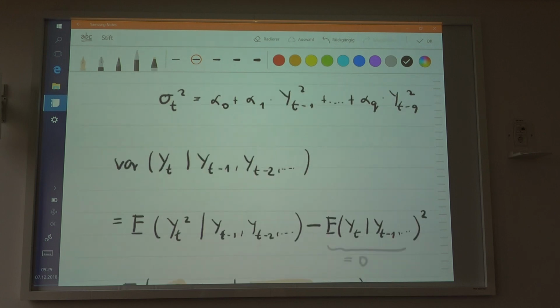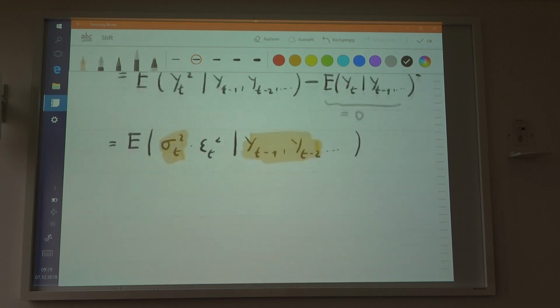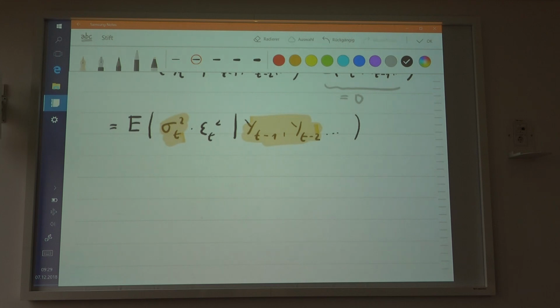So as soon as the path of the process is given, sigma squared is also given, which means that this is a constant. The expectation of a constant times a random variable is equal to the constant times the expectation of the random variable. Here you have a linear transformation of the random variable, and the expectation of a linear transformation is equal to the linear transformation of the expectation. So this is going to be equal to sigma squared times the expectation of the noise, given the path of the process.